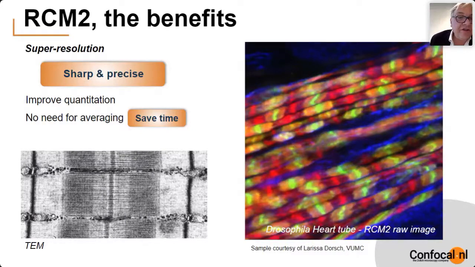Look at this: the sharpness and precision of super resolution. Compare this with electron microscopy. RCM works with fluorescent images, which are easy to prepare and very fast, and we don't need to do averaging. RCM is so sensitive that you don't need to do any averaging.